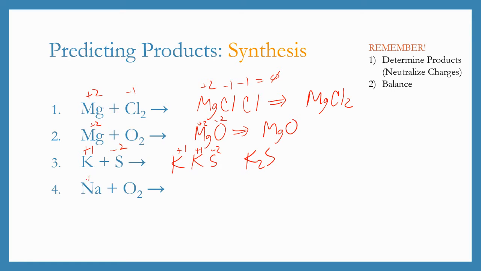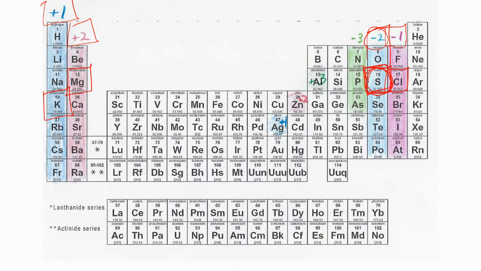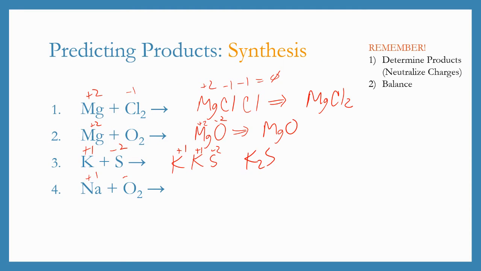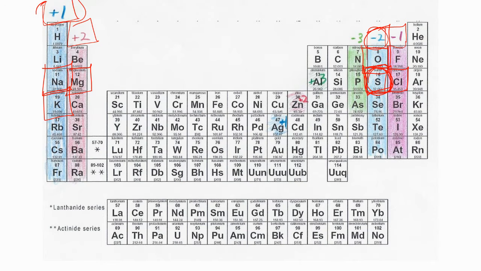Sodium is the same thing. It's a +1. It's going to get together with oxygen, which is still -2. Just like with up there, sodium +1, oxygen -2. We need two sodiums to neutralize that charge and give us Na2O. So being able to figure out these products has to do with balancing the charges here.